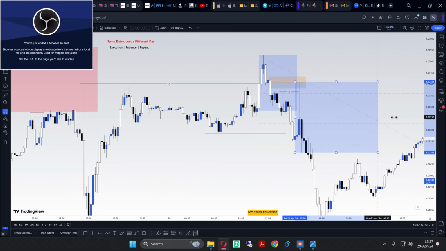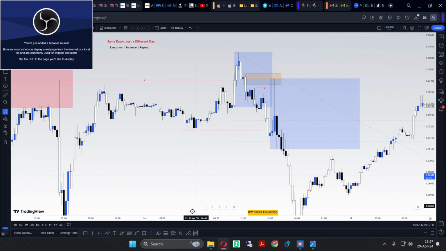So as we can see, we do not have any imbalance in this blue area here, right? So what we can do is use this wick as our point of interest, right? And then we'd want to see the market at least mitigate 50% of this order block. Then we can sell anywhere from here. We can just sell direct.